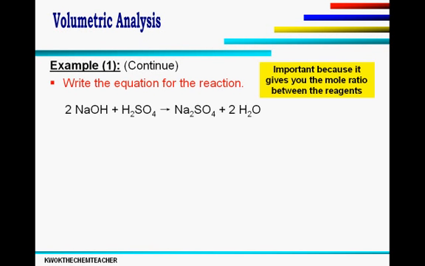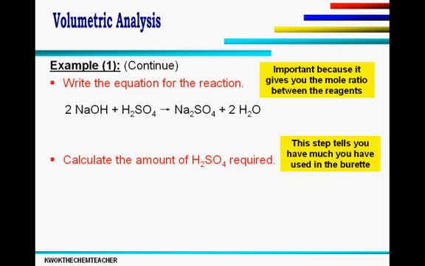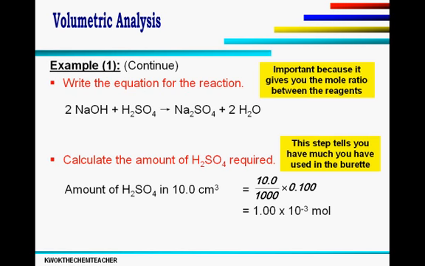Naturally, sodium hydroxide being a monoacidic base and sulfuric acid being a dibasic acid, what happens here, they will react in a ratio of 2:1 to form 1 mole of sodium sulfate and 2 moles of water. Next step, you will be able to calculate the amount of sulfuric acid used, and this step tells you how much amount of reagent you have used from the burette. So what happened here is, the amount of sulfuric acid used will be the volume of sulfuric acid used multiplied by its concentration.